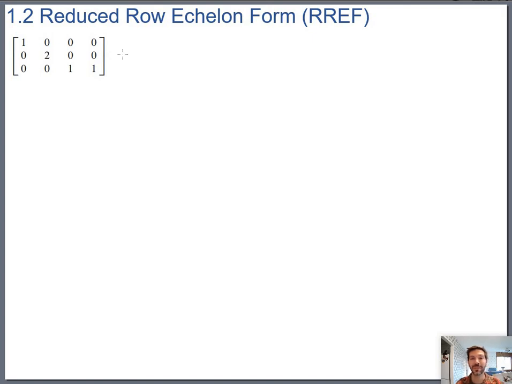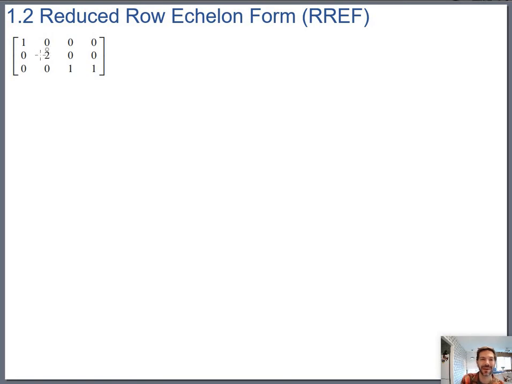Okay, let's talk just a little bit more about existence and uniqueness in writing down the solutions of systems of equations. So let's start with this one. This one's already almost in RREF form. There's one reason that it's not completely in reduced row echelon form. Why is that?